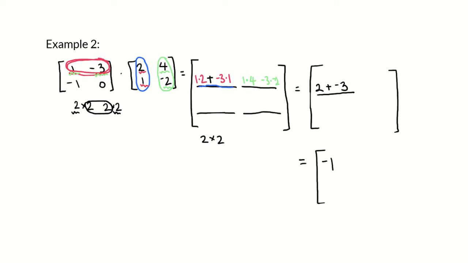For the second entry, we add those two multiplications together in the top right spot of the matrix. So that would be 1 times 4 is 4, plus negative 3 times negative 2, which is positive 6. So 4 plus 6 gives us 10 in the top right entry of this matrix.